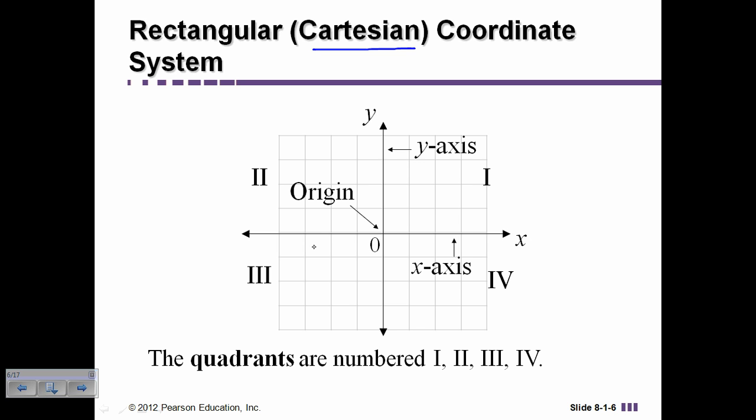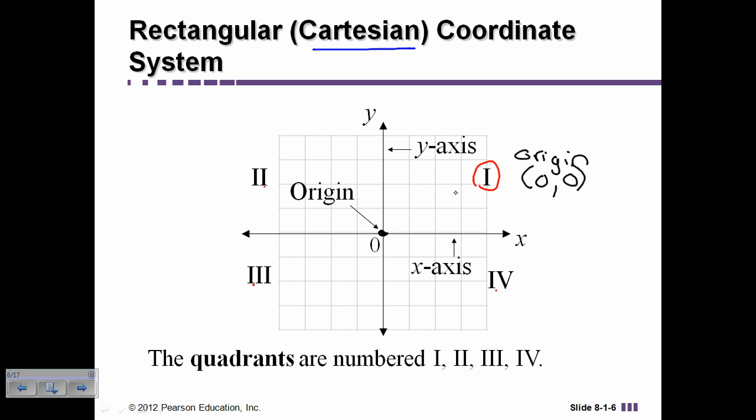Where the x-axis and the y-axis intersect is called the origin, and the origin always has the coordinate value of 0, 0. So this is the origin. The quadrants are these areas of the Cartesian coordinate system that have been split up. There are 4 quadrants or 4 areas. The areas are numbered counterclockwise starting in the top right hand corner. So this top quadrant is quadrant 1, quadrant 2 is over here to the left, quadrant 3 is below it, and quadrant 4 is below that.